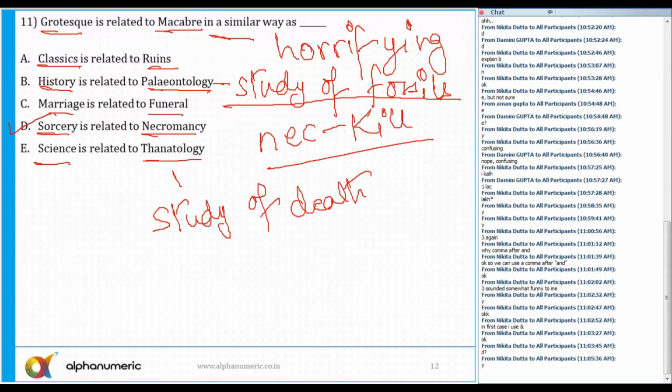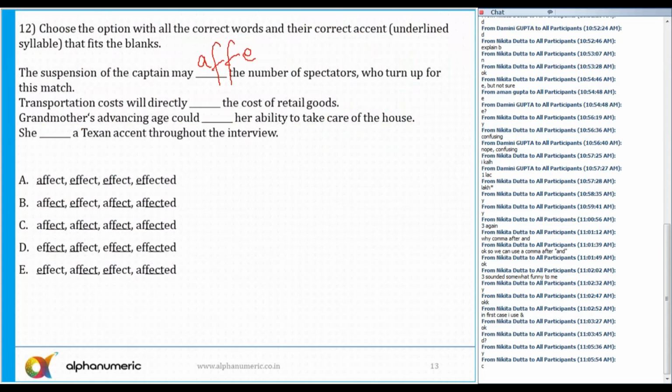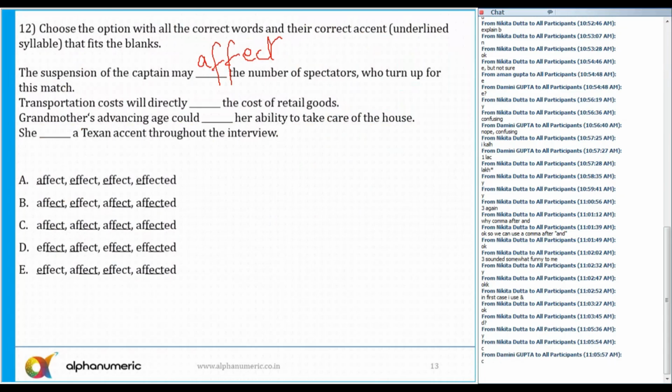Coming to question number 12. Over here, choose the option with all the correct words. The suspension of the captain may affect the number of spectators who turn up for this match. Transportation costs will directly affect. Again, you need affect, AFFECT. It will affect the cost of retail goods.